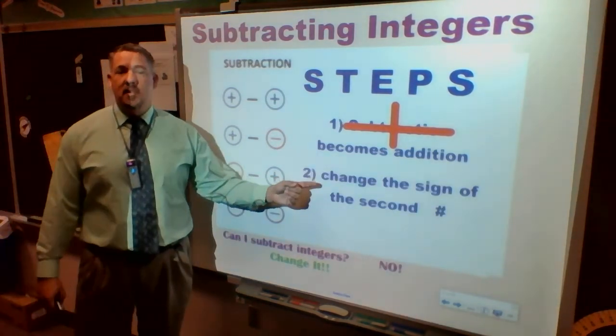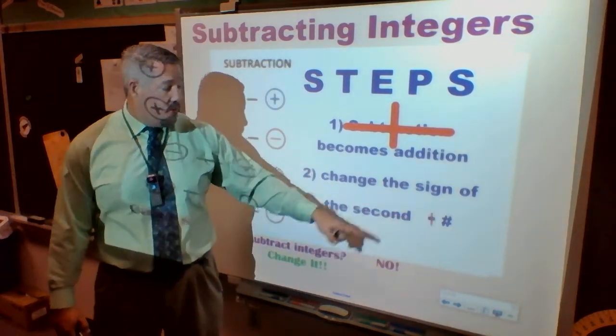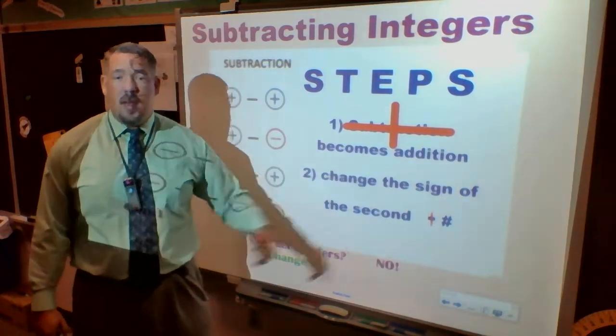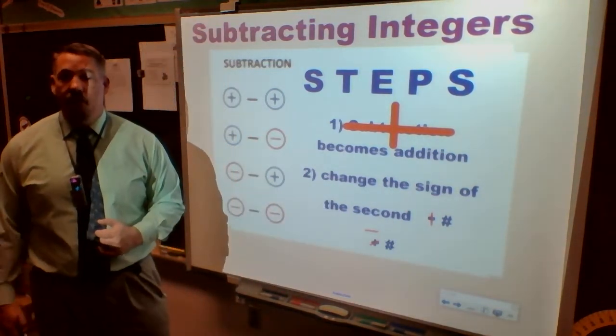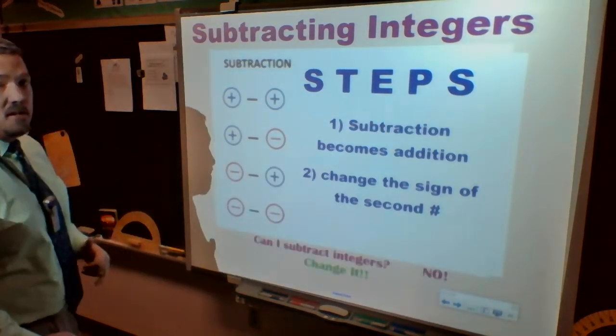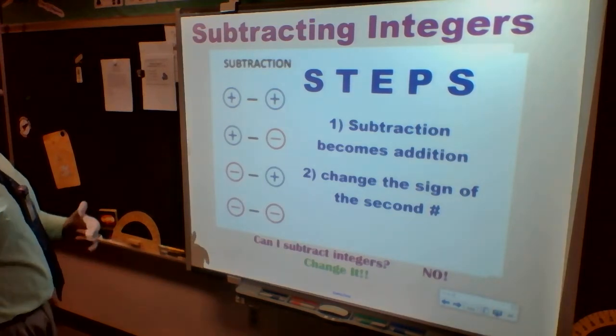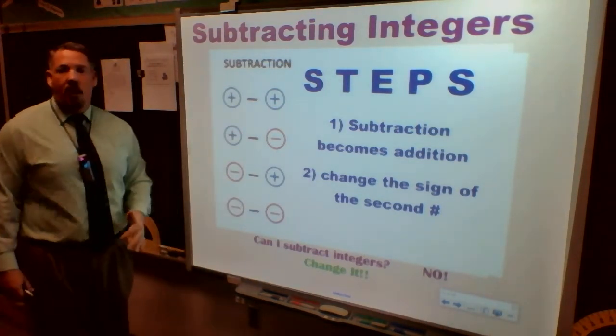But then I have to do my second step. I have to change the sign of the second number. Whatever the second number is. If that second number is negative, I make it a positive. If it is a positive, I make it a negative. Then I look at what I'm dealing with. Once I've changed it and I step back and I look at it, well, then I'm going to see what I'm left with.